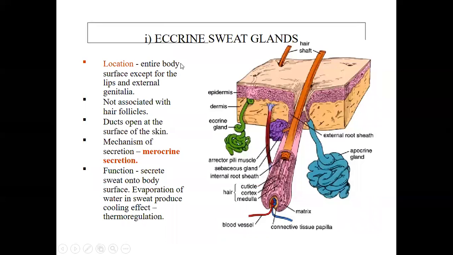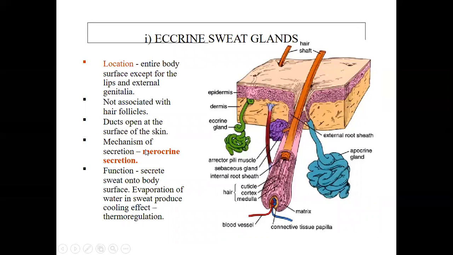This is the location. It can be found on the entire body surface, except it cannot be found in the lips and also the external genitalia. The eccrine sweat gland is not associated with the hair follicle, so it is independent from the hair follicle. The duct opens onto the skin surface here.